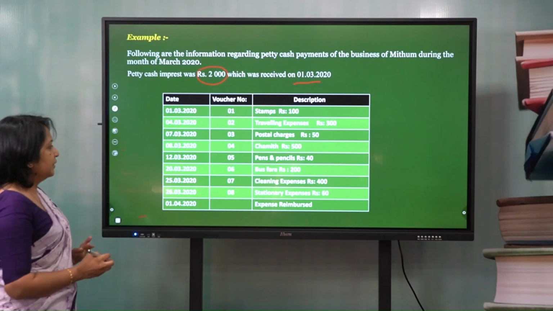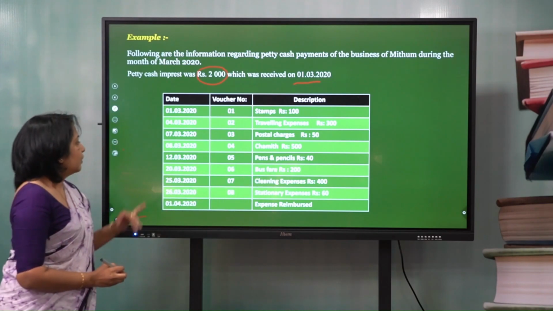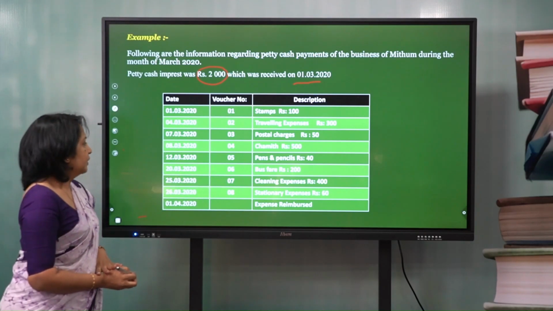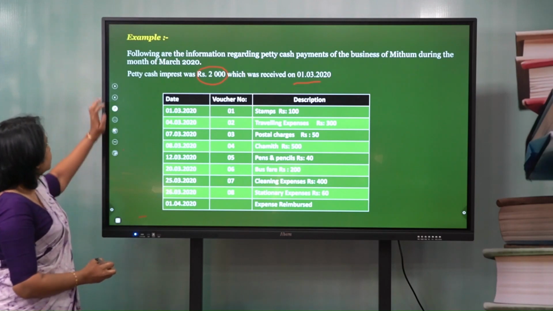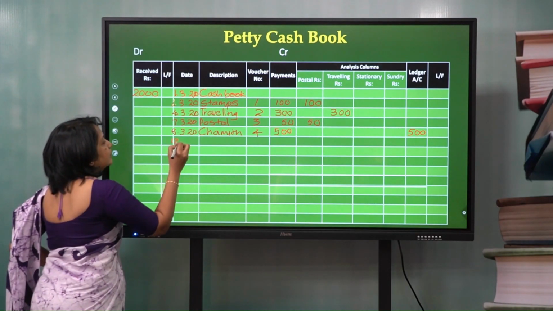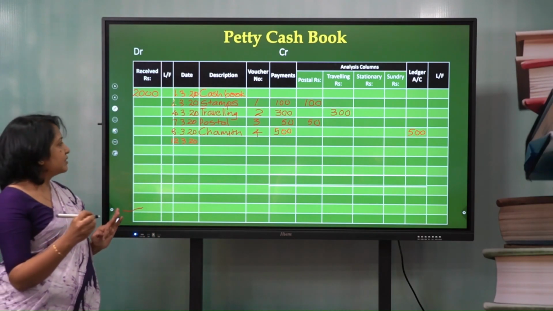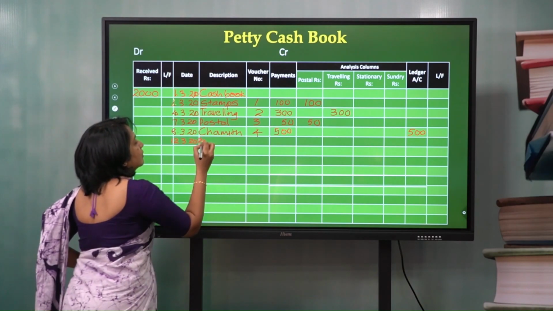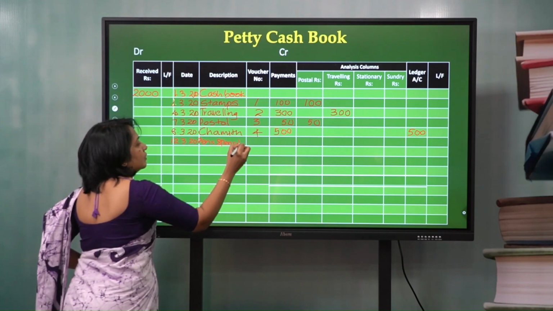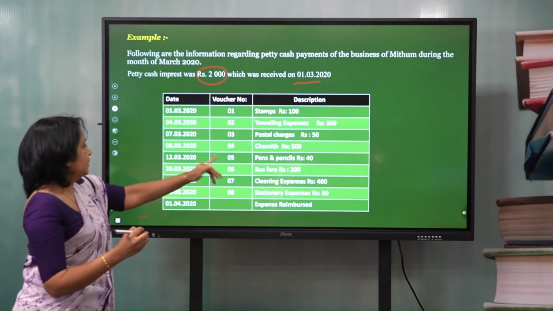Then next transaction is pens and pencils 40 rupees. Occurred in 12th March 2020 and the voucher number is number 5. Now we'll record that transaction also. Happened on 12th March 2020 and they have spent that money for pens and pencils. So we can write here pens and pencils. They have spent for pens and pencils 40 rupees and the voucher number is 5.